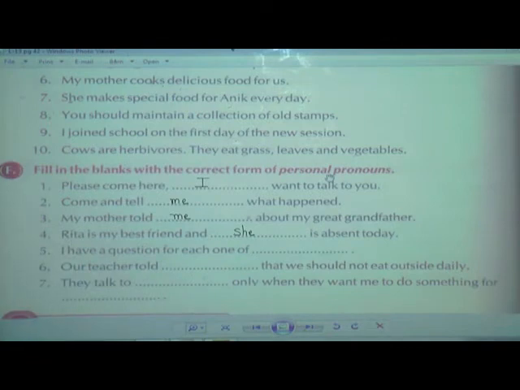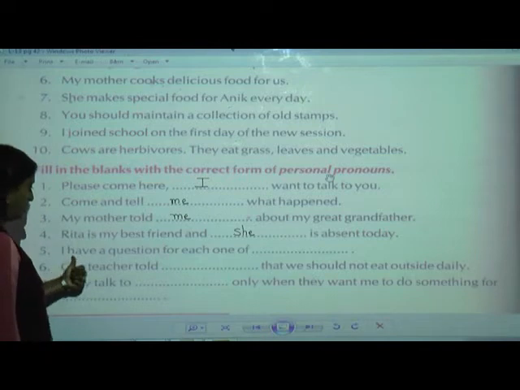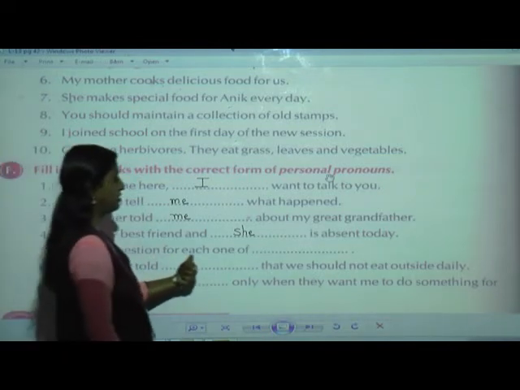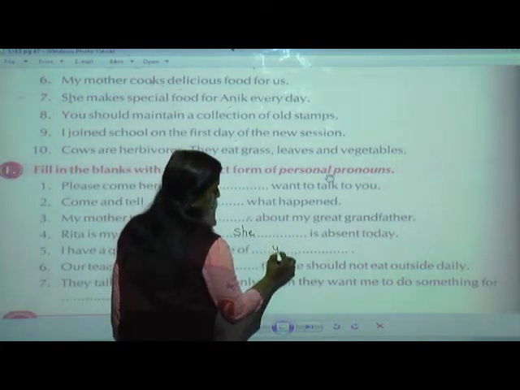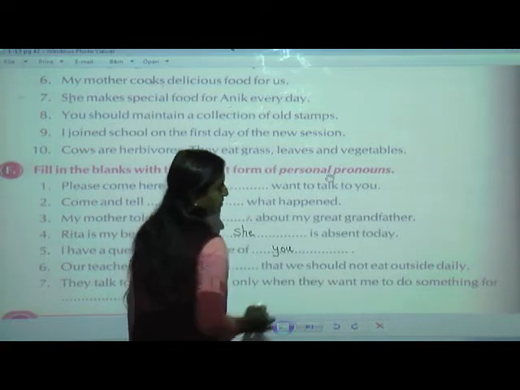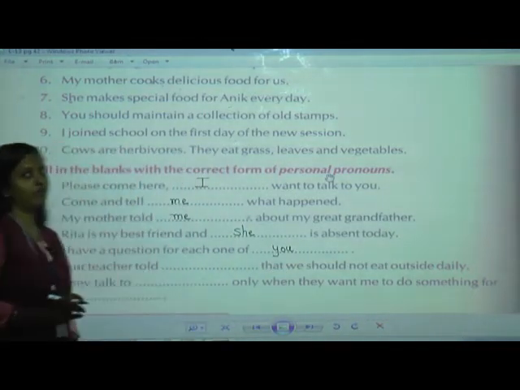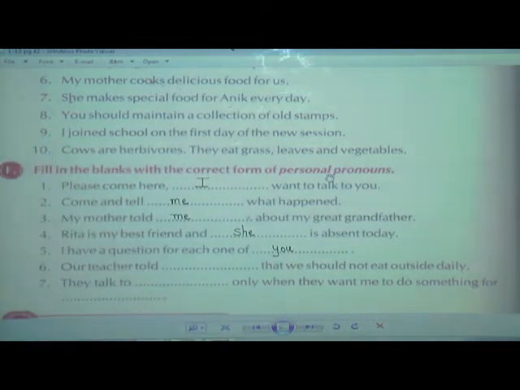I have a question for each one of dash. If the teacher is the speaker and she is telling the students, so I have a question for each one of the persons to whom we are speaking. So that is Y-O-U. I have told you for the second person we are going to use only one word, that is Y-O-U. Our teacher told dash that we should not eat outside daily. Now teacher told who? Us.